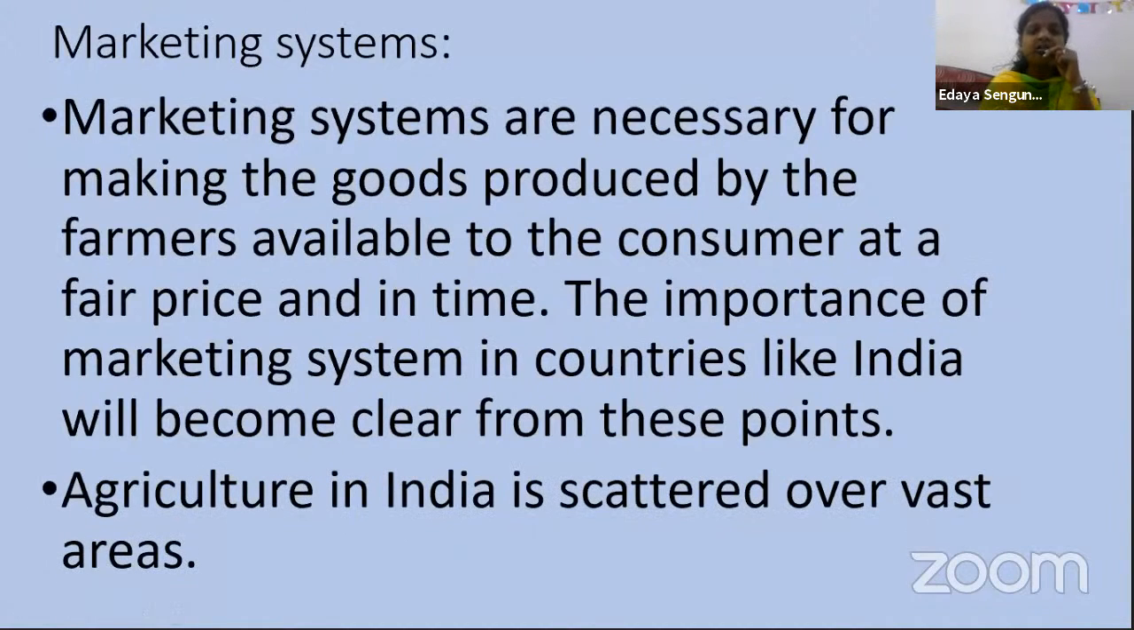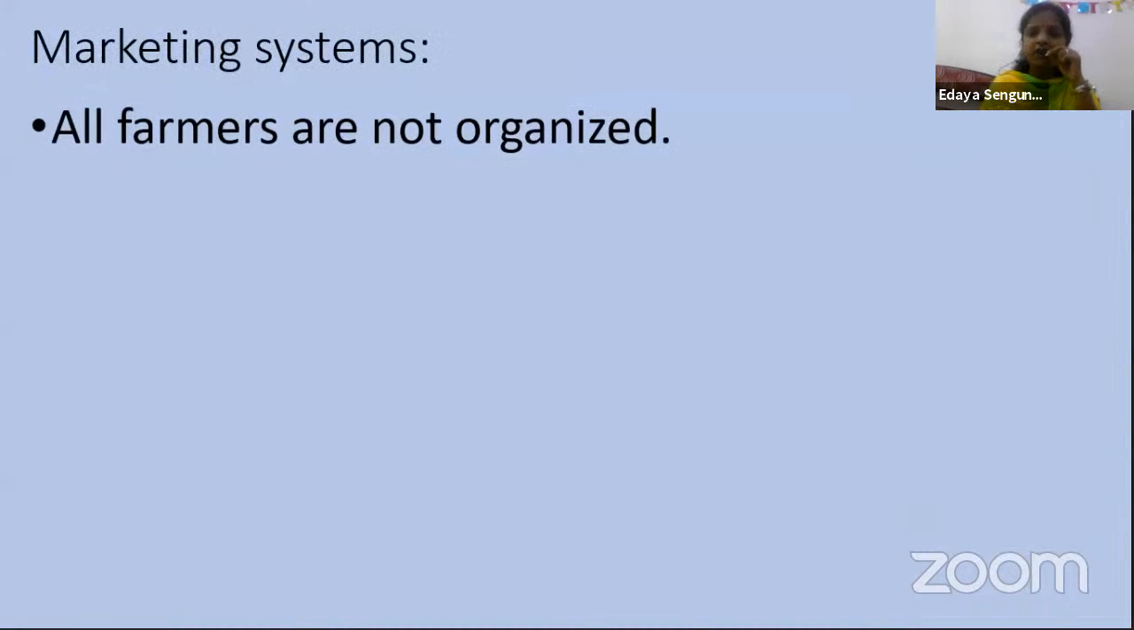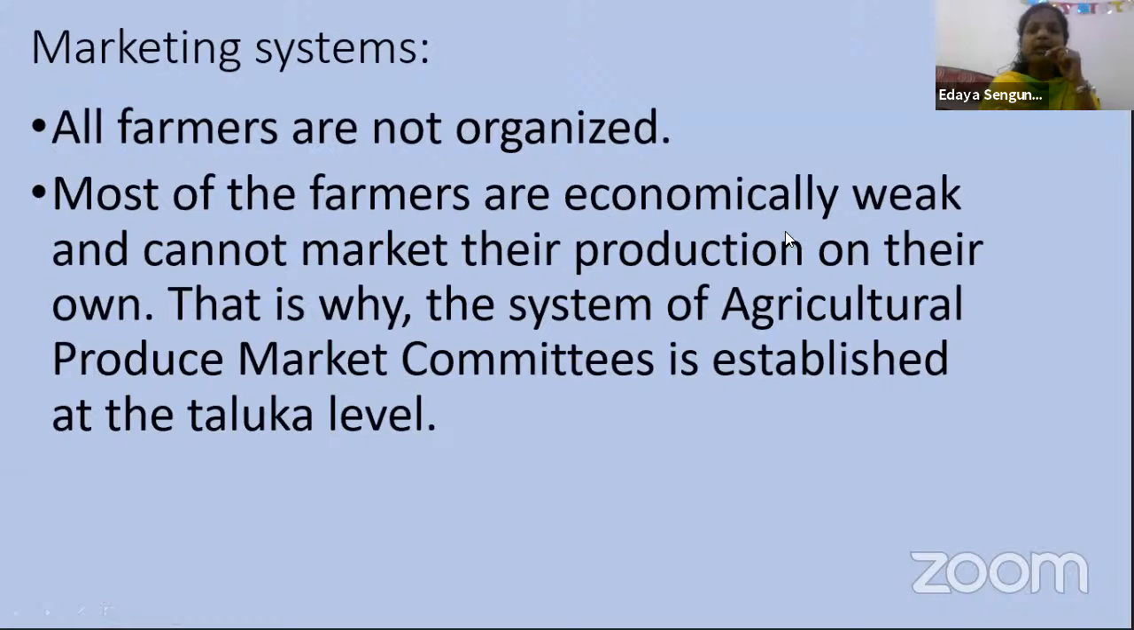Agriculture in India is scattered over vast areas. Agriculture is not done in one particular area. It is scattered over a large area. All the farmers are not organized. They are unable to make their products available to the public on time. So most of the farmers are economically weak, their money background is also not good, and they cannot market their products on their own. They cannot sell their products on their own.